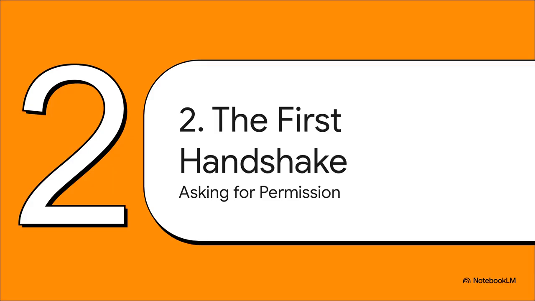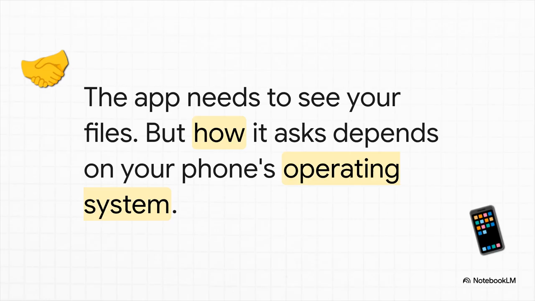So the moment you install and open the app, the first real interaction happens. And it's not about reading PDFs. Not yet. It's this critical moment, kind of like a digital handshake, where the app has to ask your phone for permission to do its job. To find all your PDFs, the app obviously needs to be able to look at your files. But in the world of modern smartphones, it's not a simple yes or no anymore. The app has to be smart enough to navigate the very specific security rules of your version of Android.